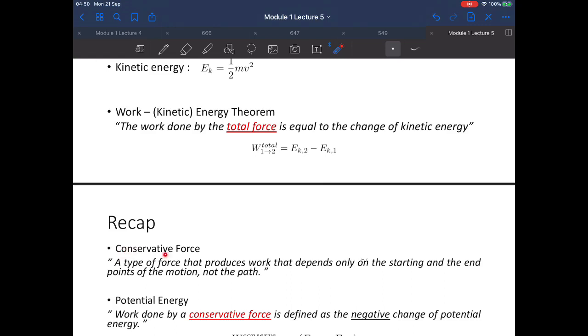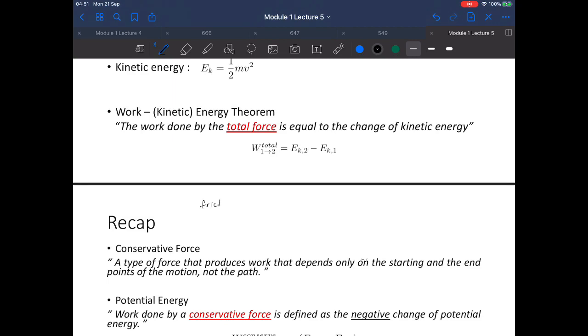Then we talk about conservative force. So a conservative force is a type of force that produces work that depends only on the starting and the end points of the motion and not the path. In order to explain this, let me try to explain by saying what is not a conservative force. Okay, so what is not a conservative force?